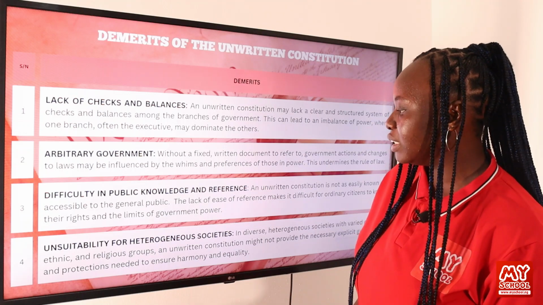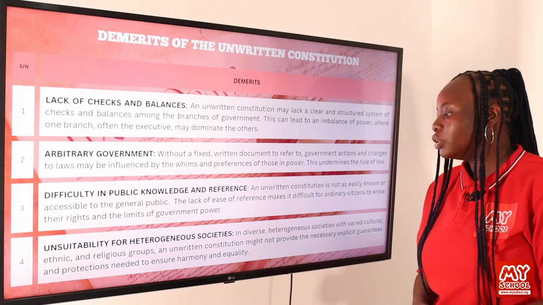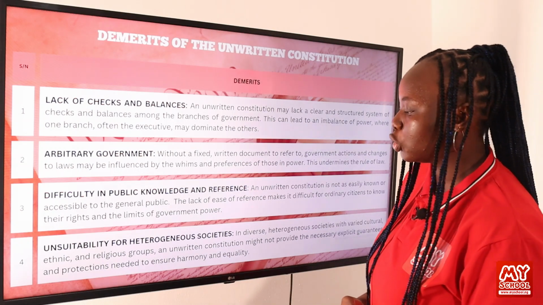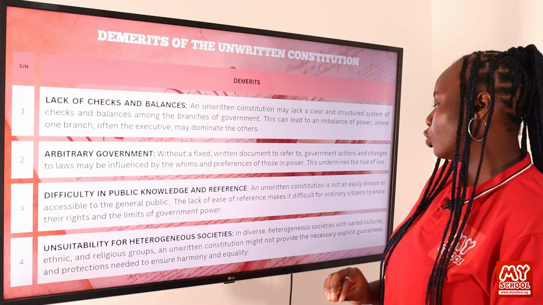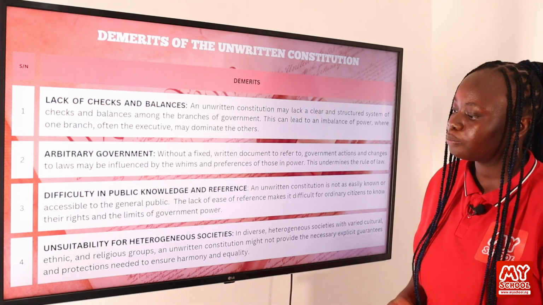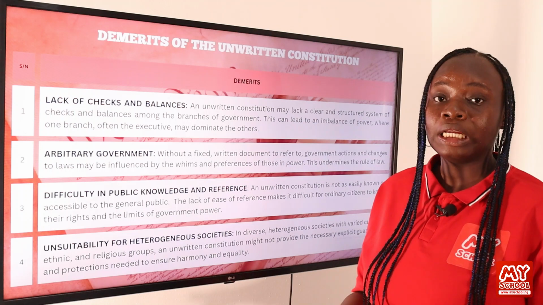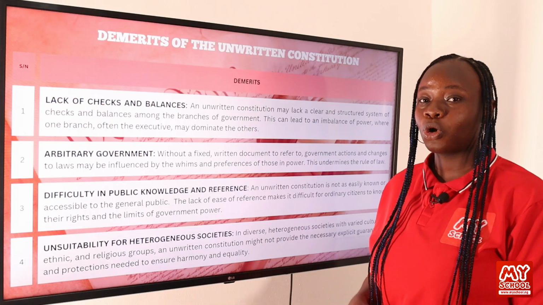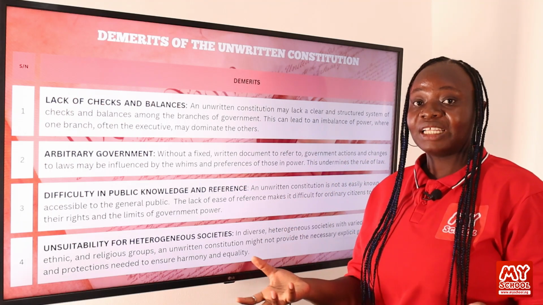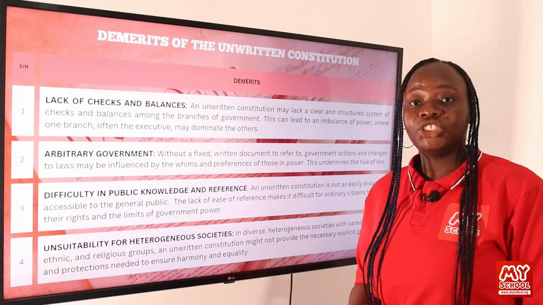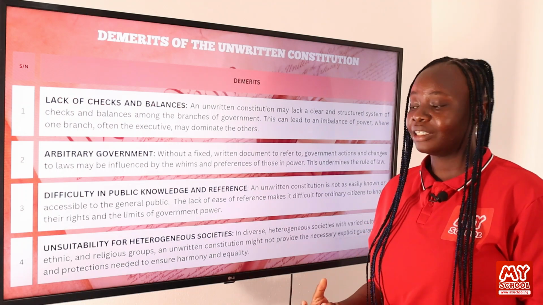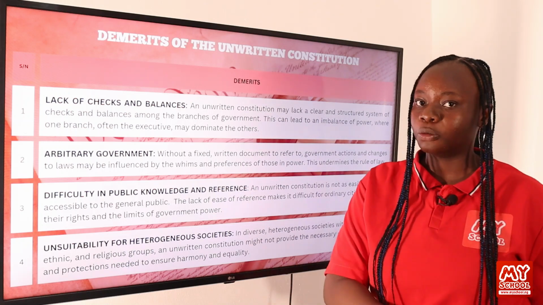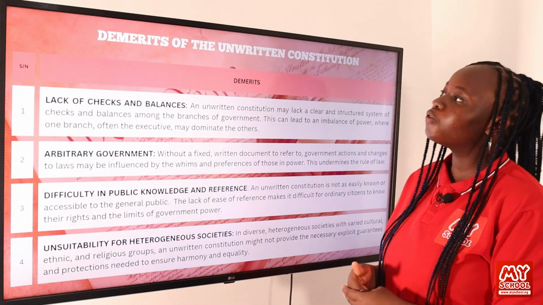Then we have unsuitability for heterogeneous societies. So in diverse heterogeneous societies with varied cultural, ethnic, and religious groups, an unwritten constitution might not provide the necessary explicit guarantees and protections needed to ensure harmony and equality. For example, here in Nigeria, we cannot adopt an unwritten constitution because we are clearly divided as it is by religious differences, tribal differences, and the likes. So it is not suitable for a country like ours. This is the reason why we adopt a written constitution. So now let's move on to the next slide.